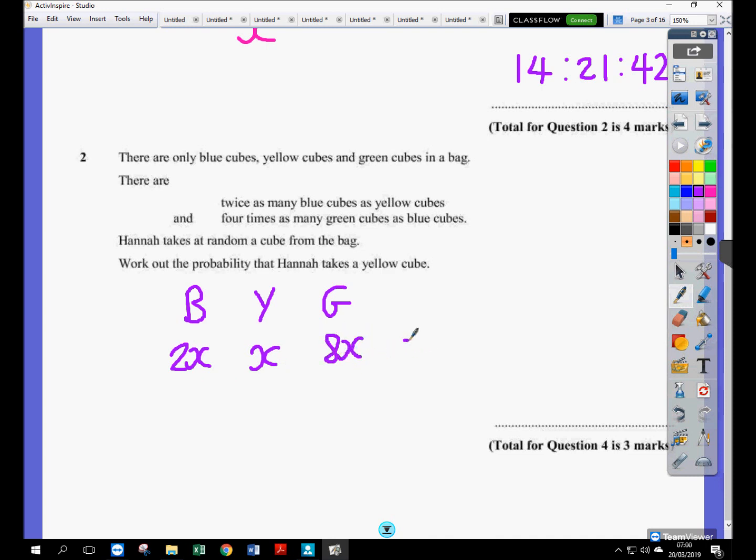And we know that the probability table should total up to 1. If we add these together, 11x is equal to 1, and that means x is equal to 1 over 11. So the probability of yellow is x, so it's 1 over 11. If you also had to work out blue would be 2 over 11, and green would be 8 over 11.